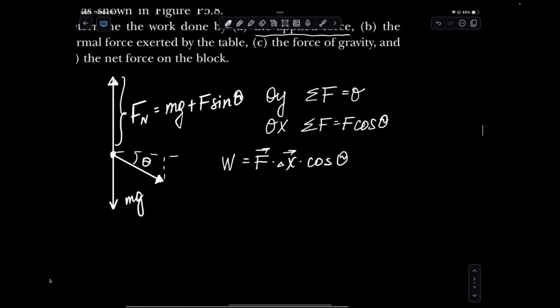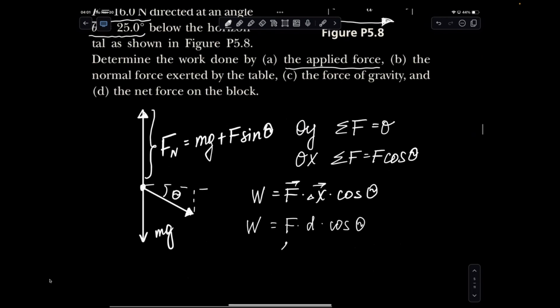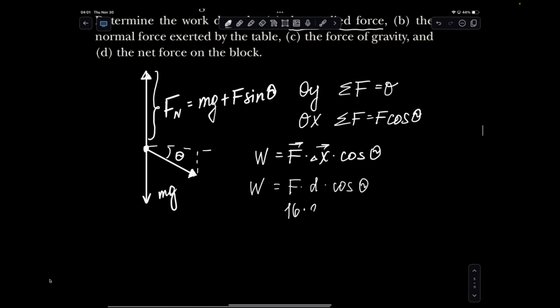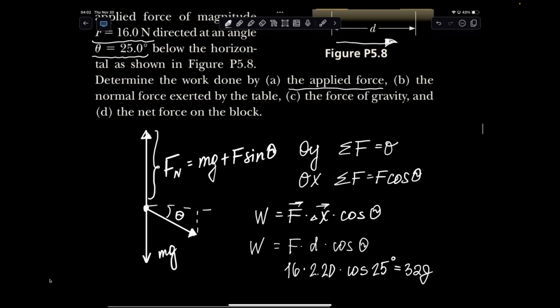Okay? So the work of the applied force is going to be force times d times cosine of theta, and I put what they are giving me: 16 newtons for the force, 2.20, and then cosine of 25 degrees. That gets me 32 joules. So that's the answer to A.